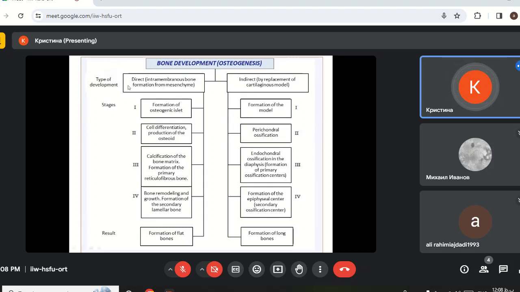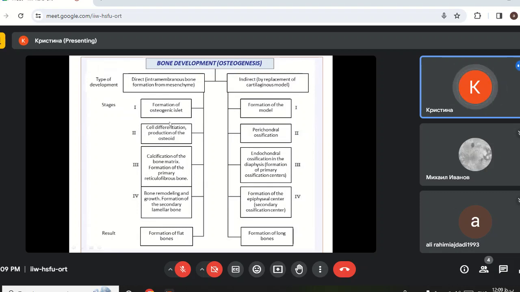This process, the direct osteogenesis, starts earlier than the indirect, starting from the second month of embryogenesis, and indirect development of the bone starts much later, and it is characteristic for the development of long bones, such as the bones of the legs and arms. And here you can see the major stages of both types of development.